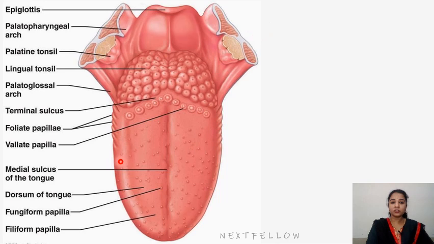In the anterior 2/3 we can see several kinds of papillae: filiform, fungiform, foliate, and circumvallate papillae. These are vallate papillae or circumvallate papillae. These are the varieties of papillae. The posterior 1/3 we can identify by some small round elevations which are called lingual tonsil. And the foramen cecum is located at the apex of the V, that is the sulcus terminalis, which indicates the embryologic site of origin of the thyroglossal duct.